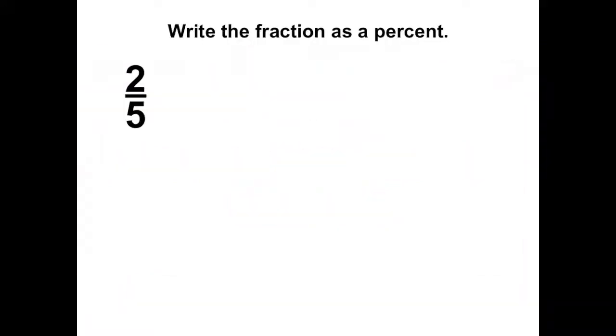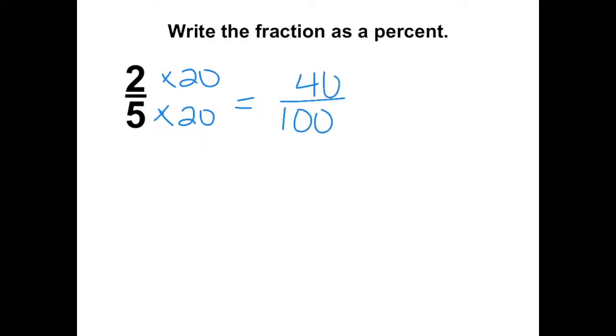Write the fraction as a percent. So every percent needs a denominator of 100. So we need to multiply the denominator by a number that's going to give us a denominator of 100. 5 can be multiplied by 20 to get a denominator of 100. So we have to do the same thing to the numerator. That gives us a numerator of 40. 40 over 100 can be written as 40%.